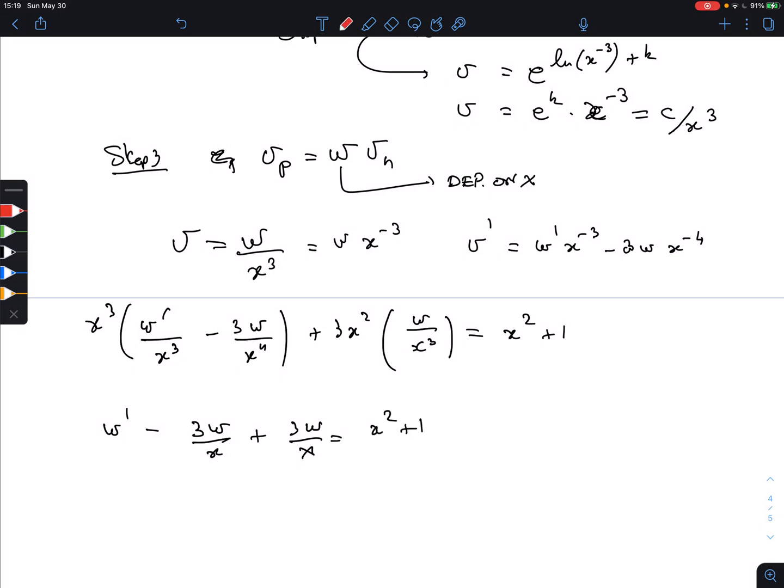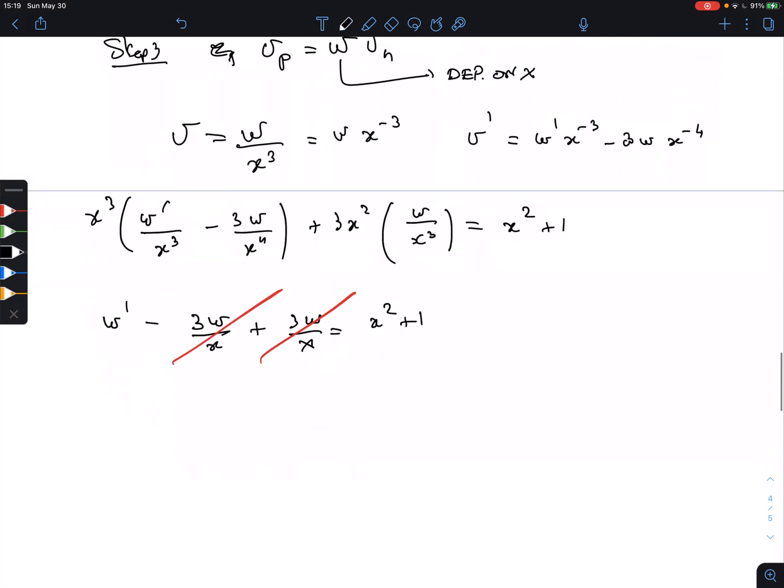And again, what needs to happen is that these two cancel. It happened the previous time too. I just started from the wrong equation, but I did everything correctly. Now I'm at the right equation, and it's very nice. W prime is x squared plus 1.